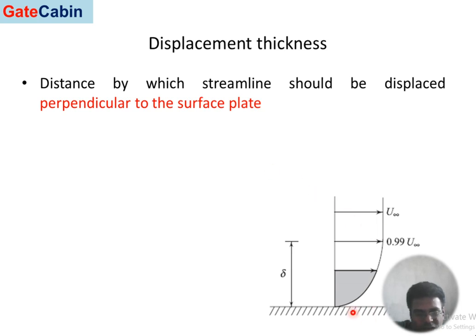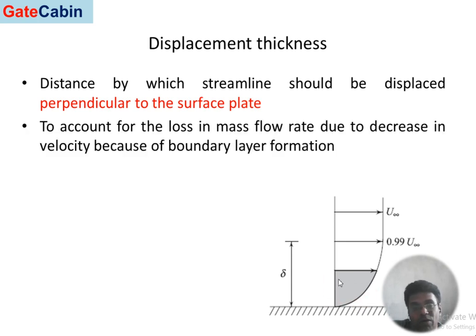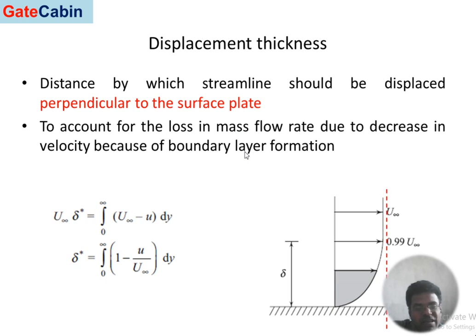If the free stream velocity is here, but because of the presence of the plate, because of the formation of a boundary layer, there has been a change in velocity, so the mass flow rate has decreased over the entire region. So we account for the loss in mass flow rate because of decrease in velocity. If this is basically a straight line, this velocity represents a free stream line. We want all the velocities near the surface of a solid to have the same value, so losses are actually counted in this particular region.